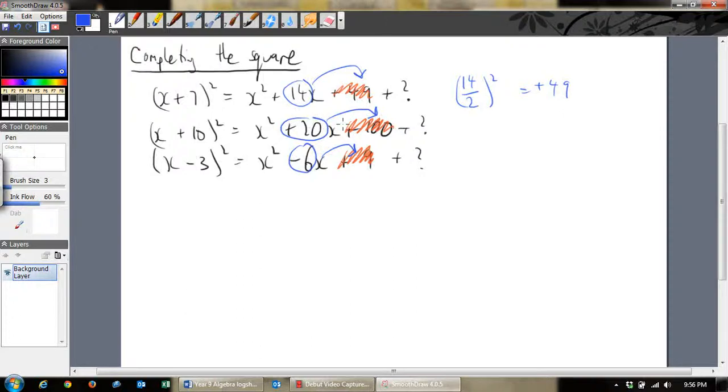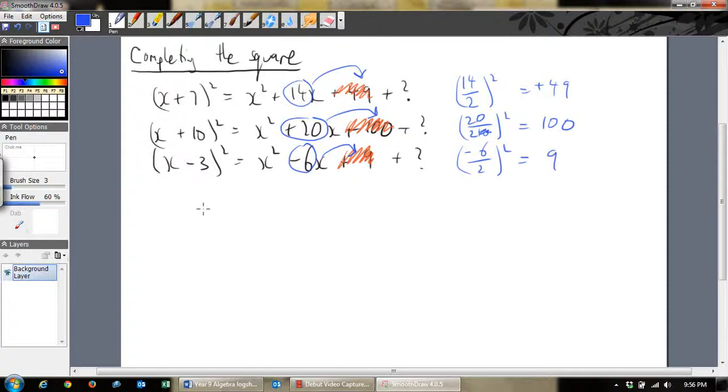Same thing here. We're getting from 20 to 100. What we do is we divide it by 2 and square it, which is equal to 100. Here we've got negative 6, we divide it by 2, and we square it, and that gives us 9.